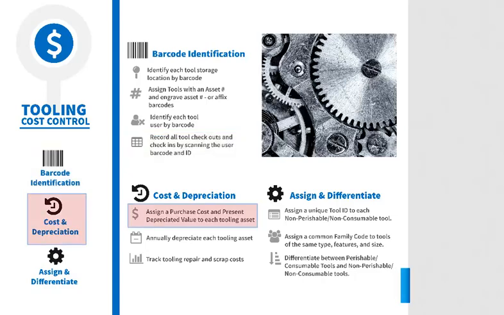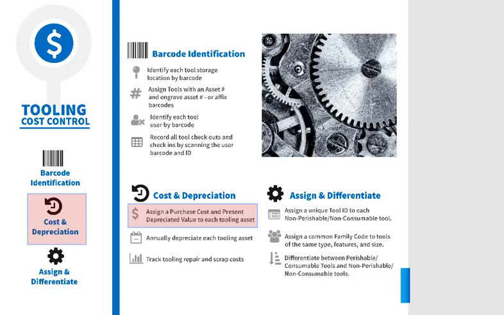Tooling should also be managed to track cost and depreciation data. Often, the purchase cost of the tool is known or can be identified. But after a while, companies have no idea what the tool is worth. Companies that have millions of dollars worth of tooling should first assign a purchase cost and a present value to the tool, or a depreciated value.